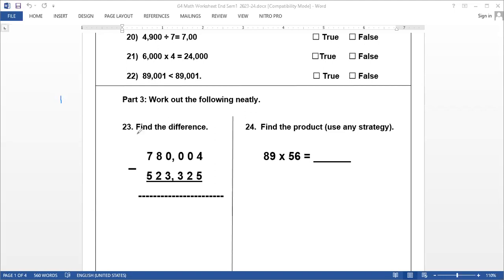Part 3, find the difference. Here it's organized already. 4 minus 5 we cannot. We take from the next zero, but the zeros cannot give us. So we take from the 8. 8 becomes 7. And this becomes 10. We take 1 from it, it becomes 9. This becomes 10, and we take 1, it becomes 9. This becomes 10, and we take 1, it becomes 9. And this becomes 14. 14 minus 5 equals 9.